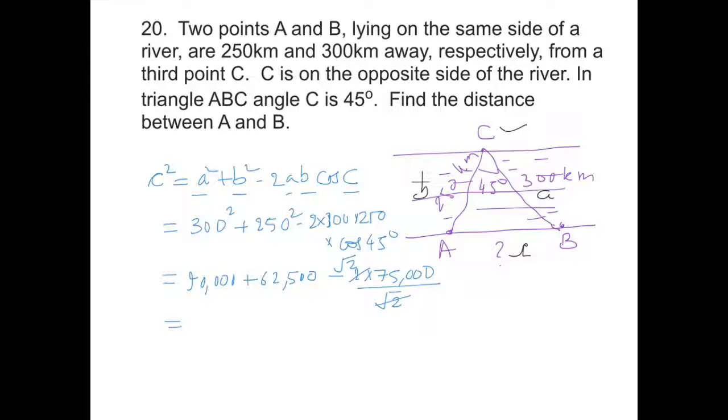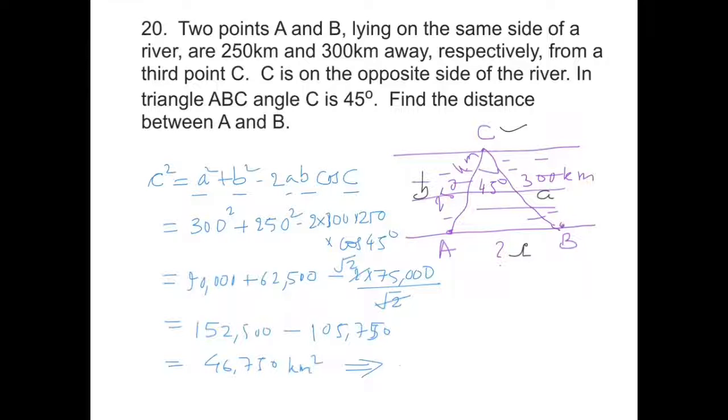Therefore this becomes 152,500, that's the sum of 90,000 and 62,500, and we subtract from that under root 2 times 75,000, and if we substitute 1.41 for square root of 2, we get something like 105,750 here, and that comes to 46,750 squared kilometers.